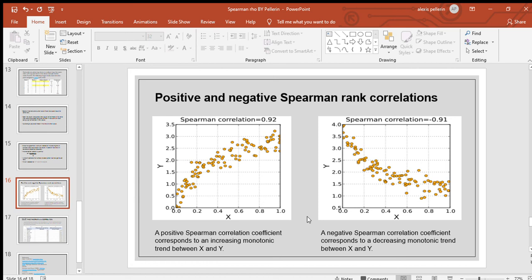A positive Spearman correlation coefficient corresponds to an increasing monotonic trend between x and y. A negative Spearman correlation coefficient corresponds to a decreasing monotonic trend between x and y. This is the graph. This is how you graph that. The positive is increasing and the negative is decreasing.